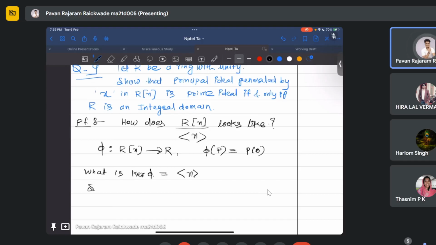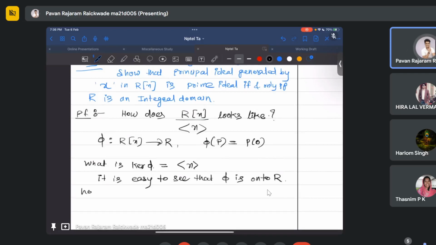And it is easy to see that phi is onto R, right? Homomorphism, hence R is isomorphic to Rx quotient kernel, so ideal generated by X, right?